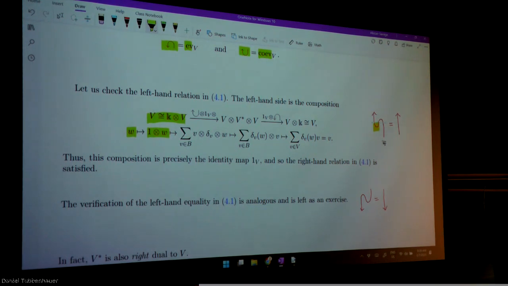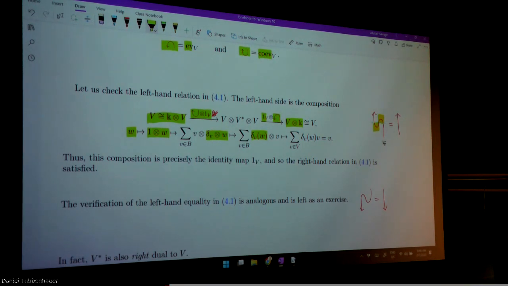Now we want to apply this cup here. That cup took our unit in the field to this sum of V tensor delta V. That's our cup. So we've applied this map, the cup, and then just the identity on the other factor. And now we want to apply this cap. So we take the identity on V tensor this cap. And remember, the cap was just evaluation. So we take this dual delta V and evaluate it on W over here. That lands in V tensor K.